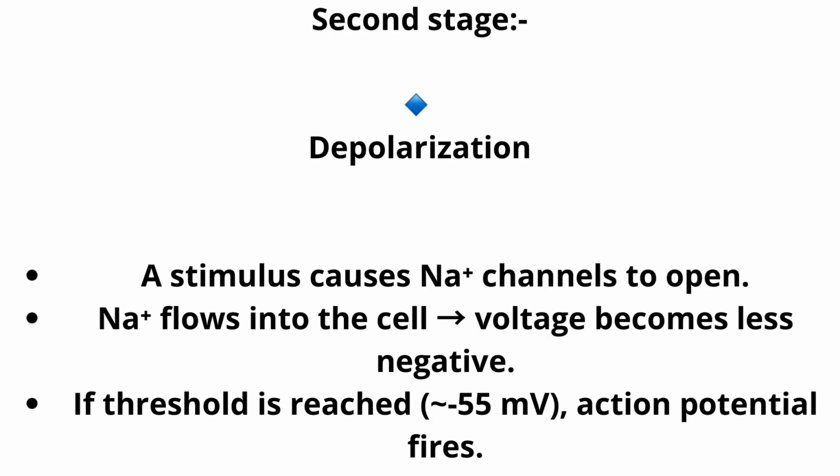Depolarization. A stimulus causes Na channels to open. Na flows into the cell, and voltage becomes less negative. If threshold is reached, approximately -55 millivolts, an action potential fires.